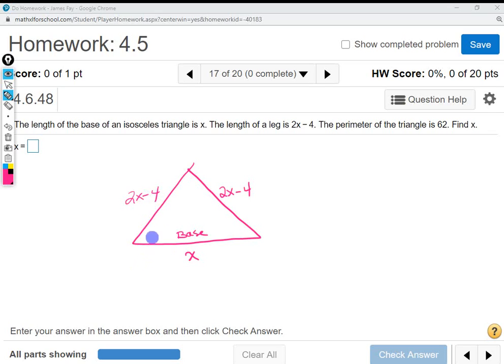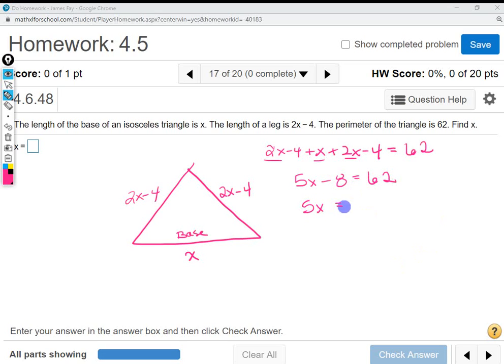What's perimeter? Yeah, it's the sum of all three sides, right? So I'm going to take 2x minus 4 plus x plus 2x minus 4. And that should total 62. So I got 4, careful. Should be 5x's, right? So 5x minus 8 is equal to 62.